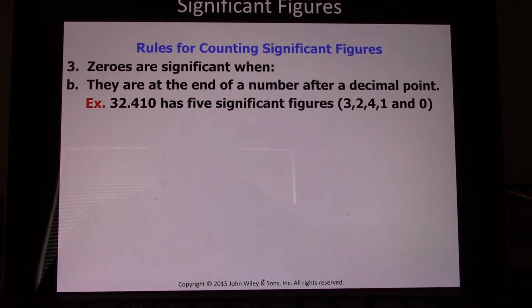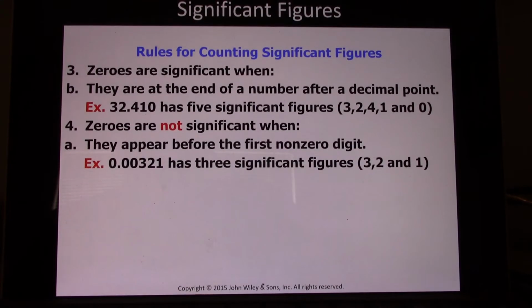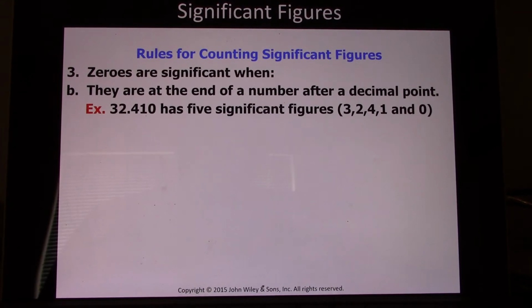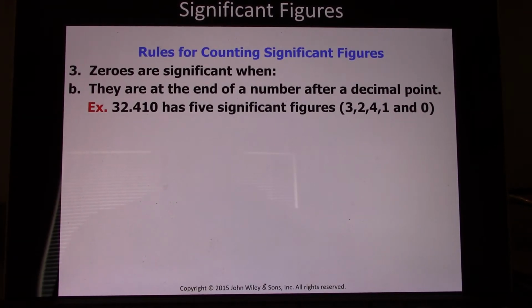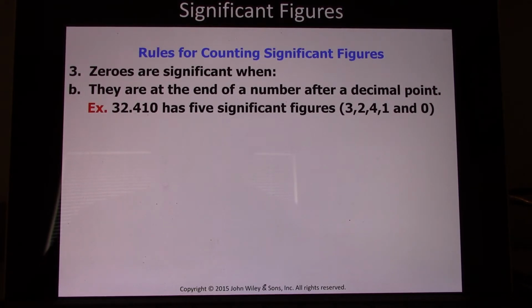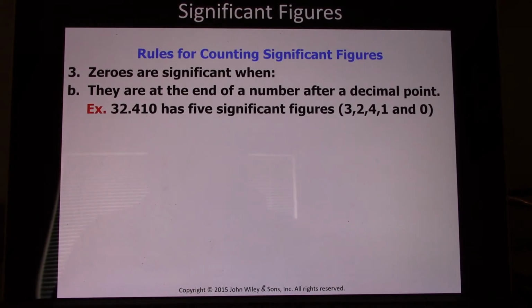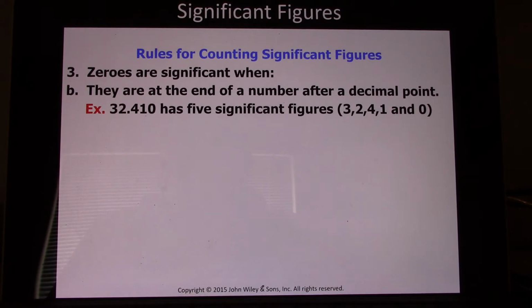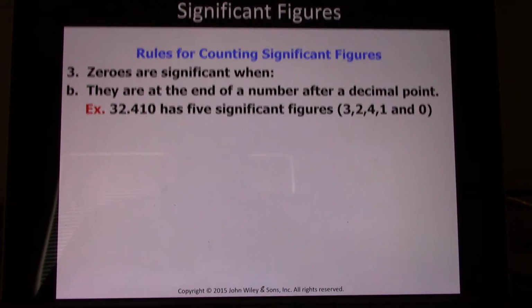Zeros are significant where they're at the end of a number with a decimal point. Like we said, 32.410 is a different number than 32.41. That last zero does not change the value of the number, but it does change the uncertainty. It changes the precision. It changes the plus or minus in the number, and therefore it's important.